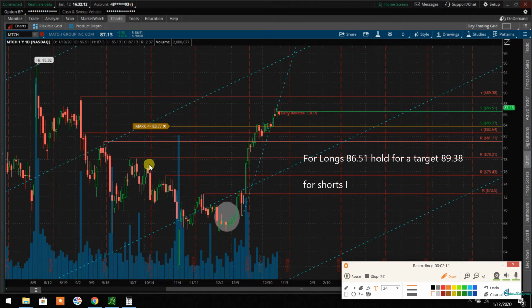For shorts, this is triggered for a reversal, so a short is more likely than a continuation, but the specific pattern and where we're at on the chart does suggest we could see some bullish continuation, but it is triggered for a reversal, so I always lean more towards the short side. But for shorts, we want to see this get below and close below 86.51. Short target, we want to see 83.77.